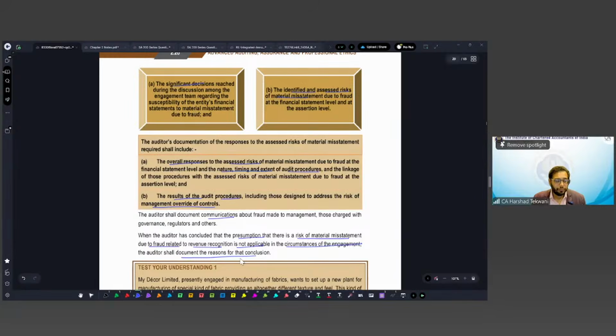When the entire management is involved in the fraud, and the value is less than 1 crore, is it appropriate to directly go and report to the central government? Yes, because SA 260 and SA 240 say that if management is involved, you may choose not to report to the management and you may report to the relevant regulatory authority.